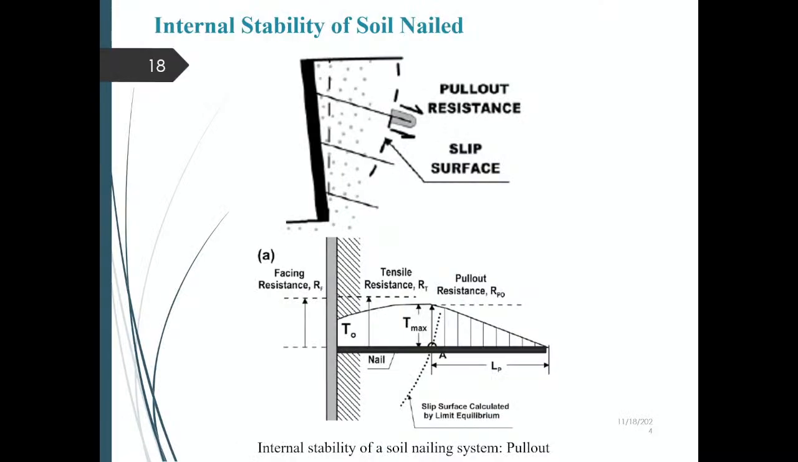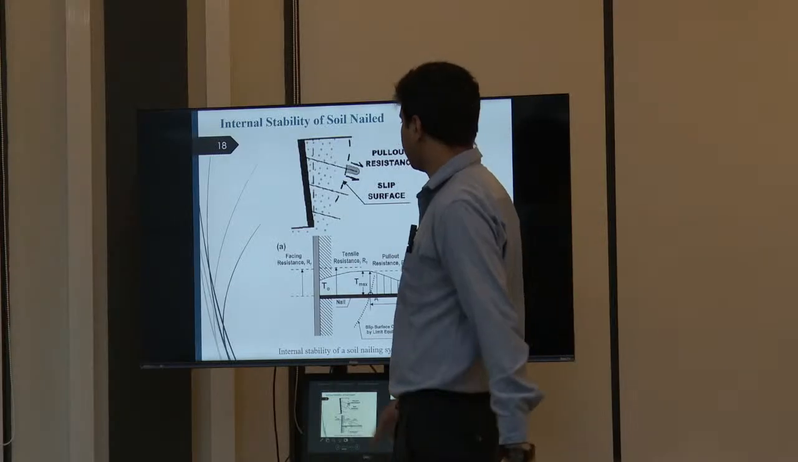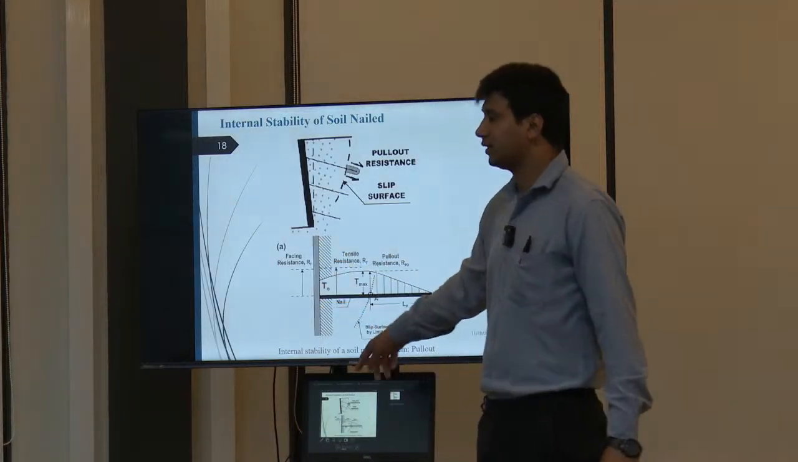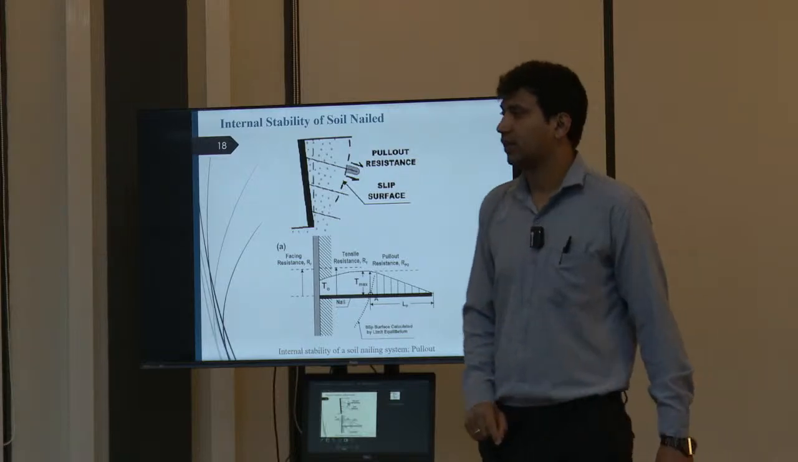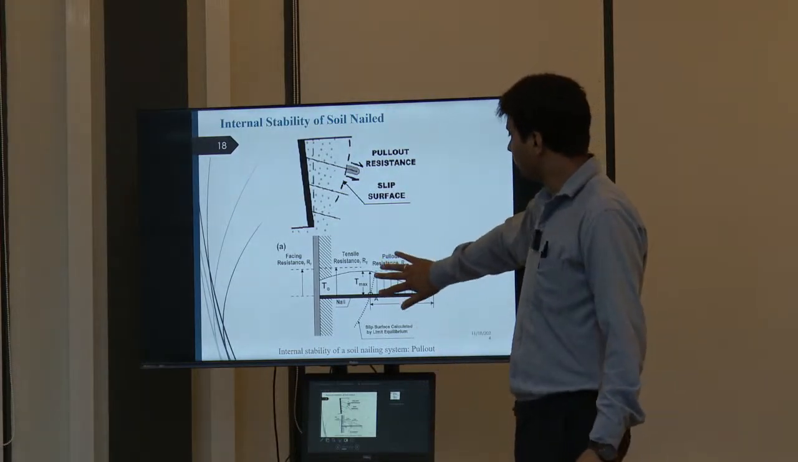So what is pull out? In a soil nail wall, we have three kinds of resistance which provide strength to the soil mass. First is facing resistance, second is tensile resistance, and third is the pull out resistance. So why am I talking about the pull out?